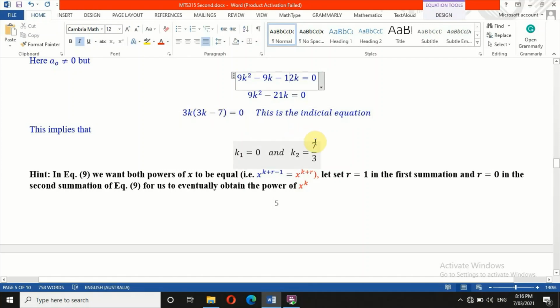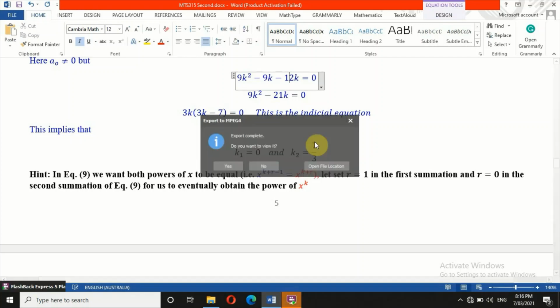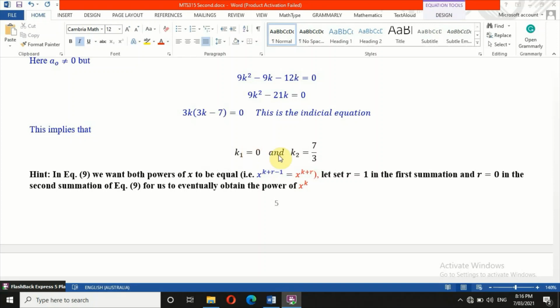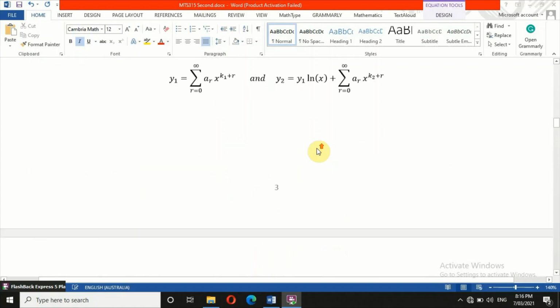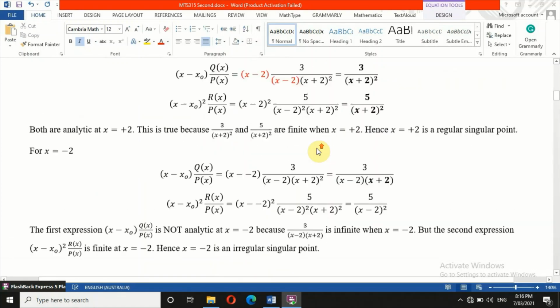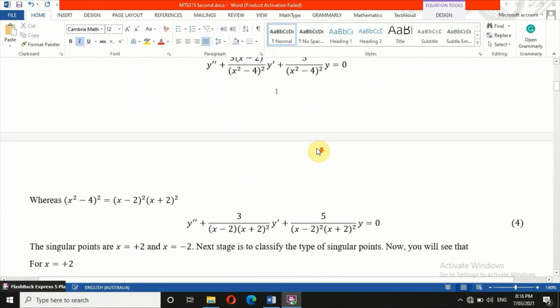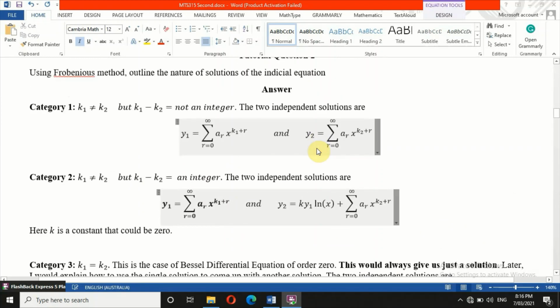And from this, the next thing I want to call your attention to is this. If we look at the difference, what is the difference between k1 minus k2? You see that the difference is actually 7/3 or minus 7/3, and which makes this problem to be of the first category. Look at the first category I explained earlier on. The first category, where is it? Okay, tutorial question. To look at the first category, I said k1 is not equal to k2. It's 0 and 7/3, they are not equal, right? And the difference is not an integer.